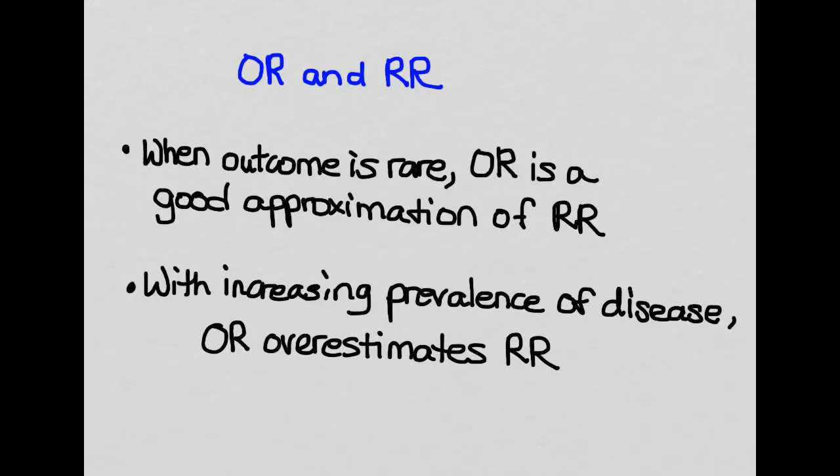And finally, what's the relationship between the odds ratio and the relative risk? You can calculate an odds ratio also for a cohort study, but if the outcome is rare, or the disease is rare, the odds ratio is a good approximation of relative risk. However, as the prevalence of the disease or outcome increases, the odds ratio begins to overestimate relative risk. So that is an overall description of the measure that you use to estimate risk in a case control study, namely the odds ratio.